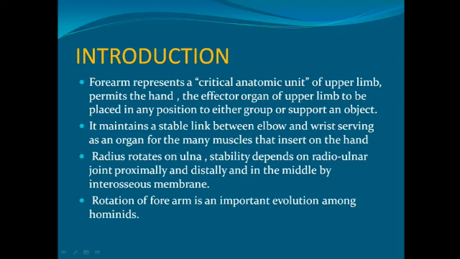It maintains a stable link between elbow and wrist, and the radius rotates on the ulna. As you know, there are two joints, the proximal and distal radio-ulnar joint, and in the middle you have the interosseous membrane. And also the rotation of the forearm is a very important evolution among human beings.